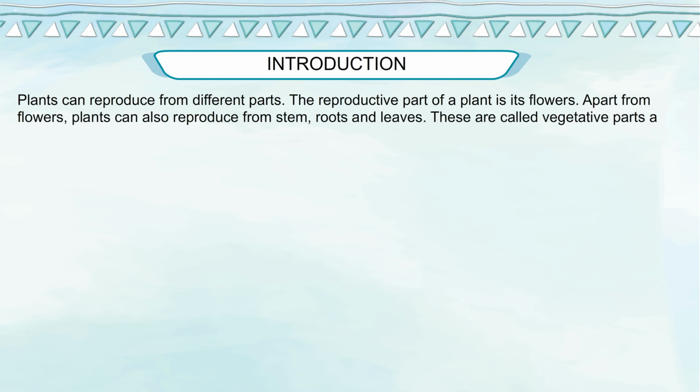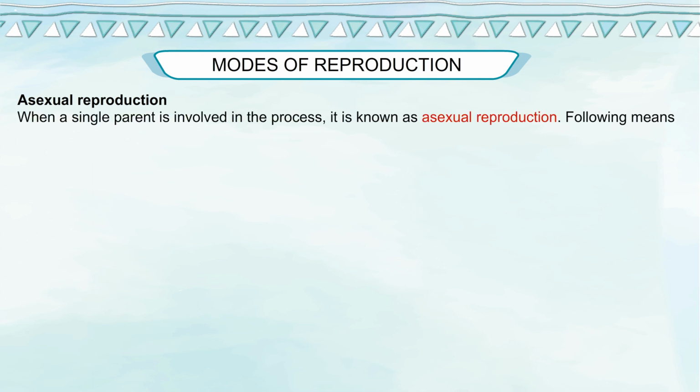Apart from flowers, plants can also reproduce from stem, roots, and leaves. These are called vegetative parts of plant. Modes of reproduction. Asexual reproduction. When a single parent is involved in the process, it is known as asexual reproduction. Following means of asexual reproduction are used by plants.